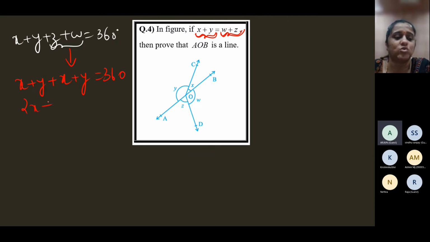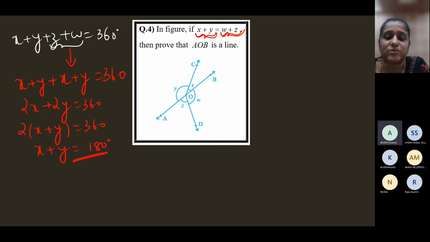So 2x plus 2y is equal to 360. 2 into x plus y is equal to 360. x plus y is equal to 360 by 2, which is 180. So we have proved that x plus y is equal to 180. That means AB is a straight line.